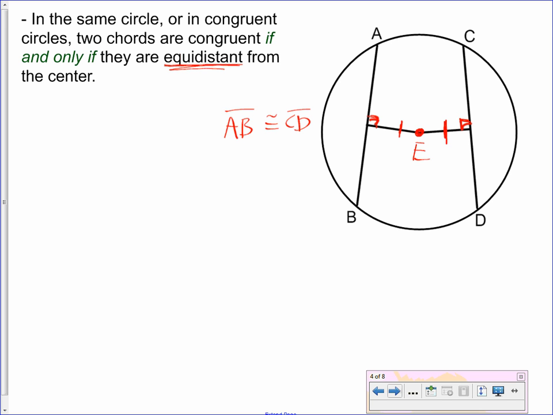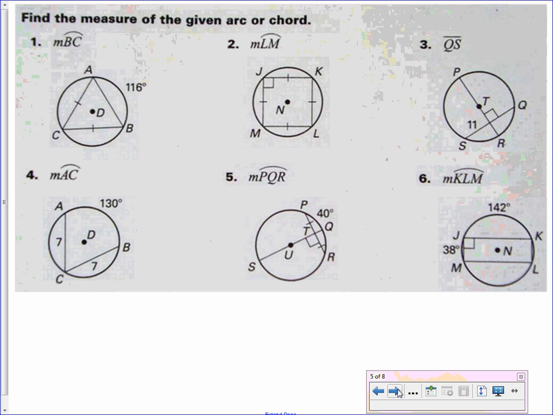So there's that property. All right, like I said, I was going to fly through those properties. Now, just some example problems. I'm not going to do all of them, but I'm going to go through and talk about the thought process for these things. It says, find the measure of the given arc or chord. So in question number 1, we're asked to find the measure of arc BC.